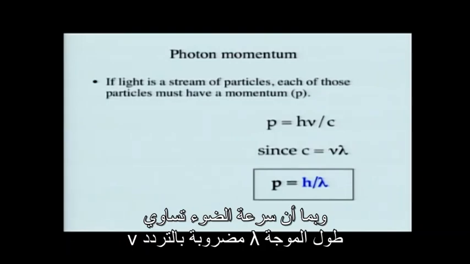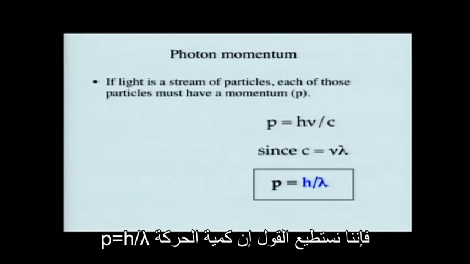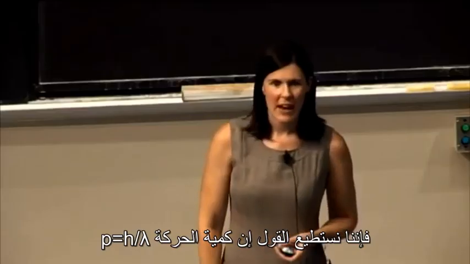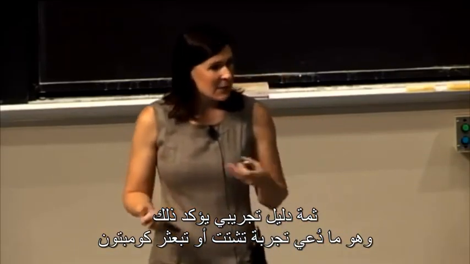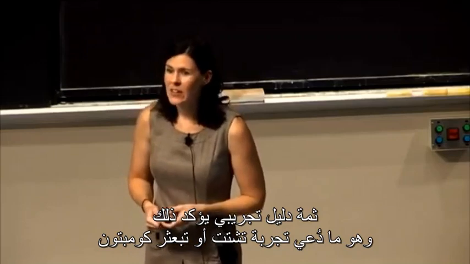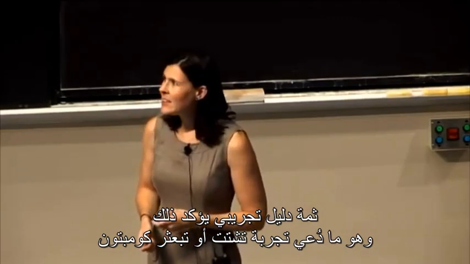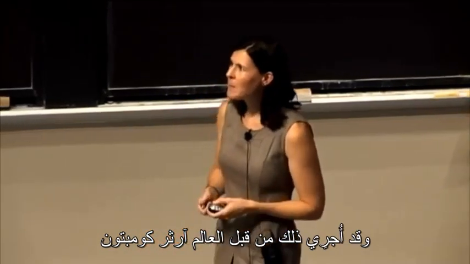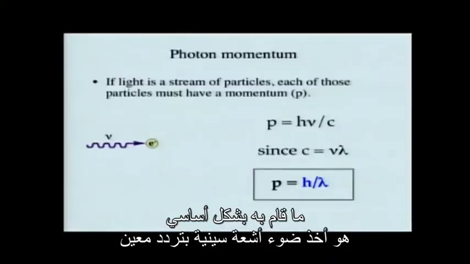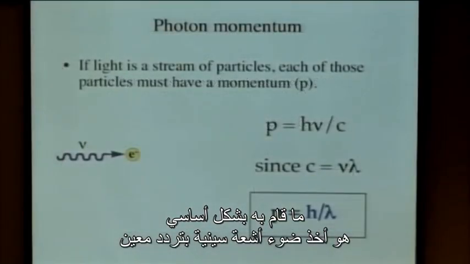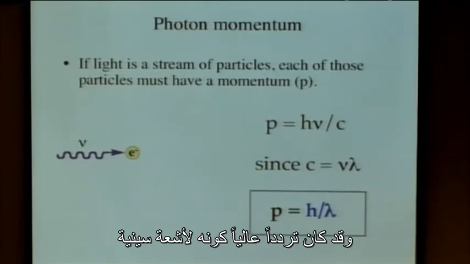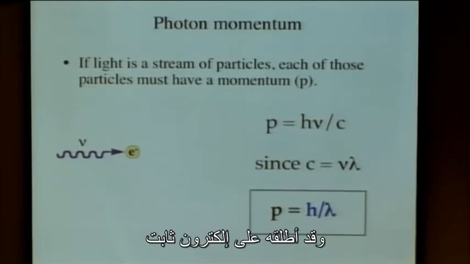So since the speed of light equals lambda nu, we can say that momentum is equal to h divided by lambda. And there was experimental evidence that came along that supported this, and this is called the Compton scattering experiment. And this was done by Arthur Compton, and basically what he did was he took X-ray light, which had some frequency, which was a very high frequency because it was X-rays, and he shot it at a stationary electron.